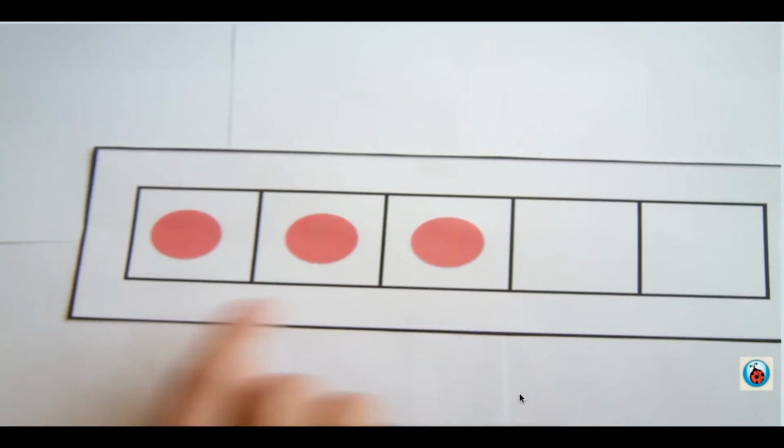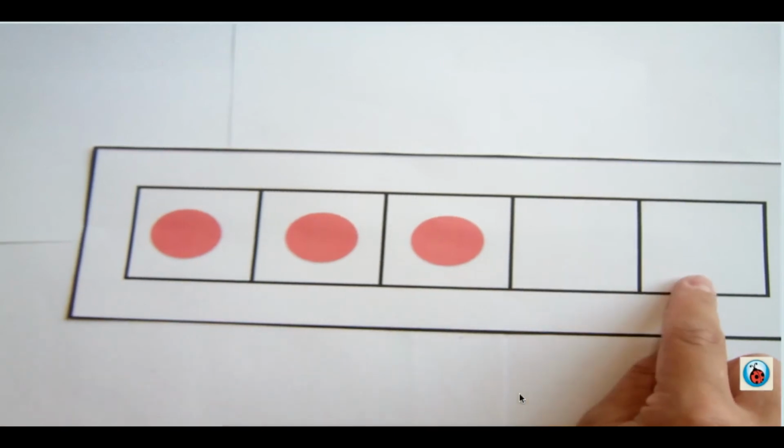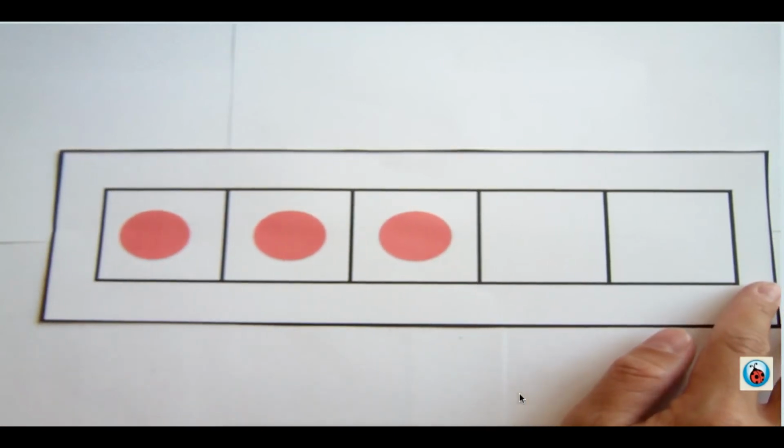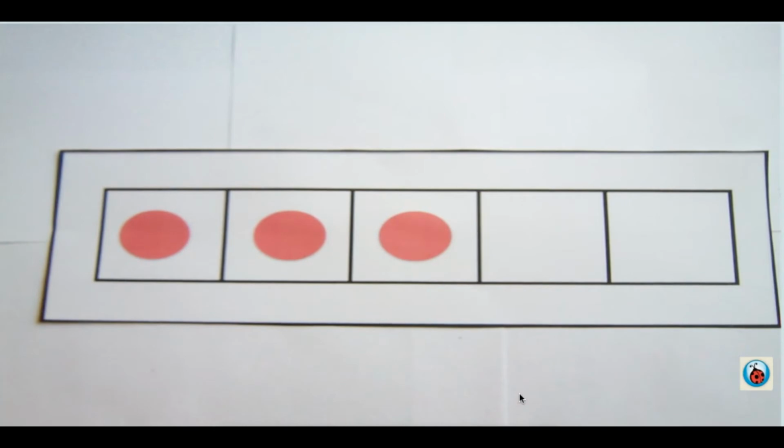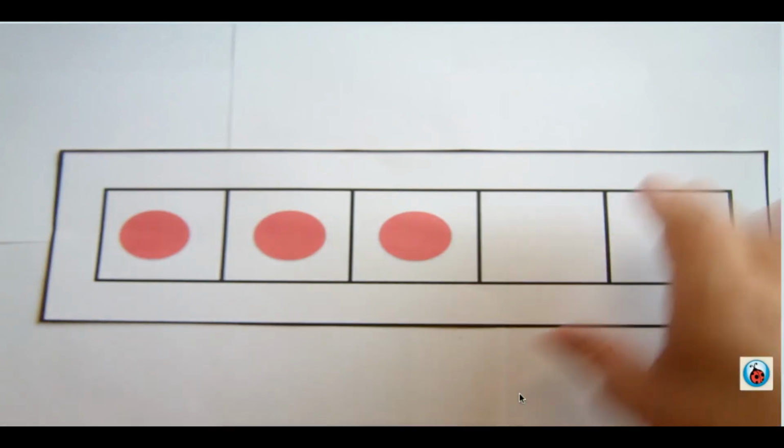We know that 3 and 2 more equals 5 because we have a 5 frame in front of us. And we have 3 dots and 2 spaces. So you guys can recognize that if a 5 frame is missing 2 dots, we know it's automatically 3 and we don't even have to count. Very good job, friends. Okay, let's try another one.